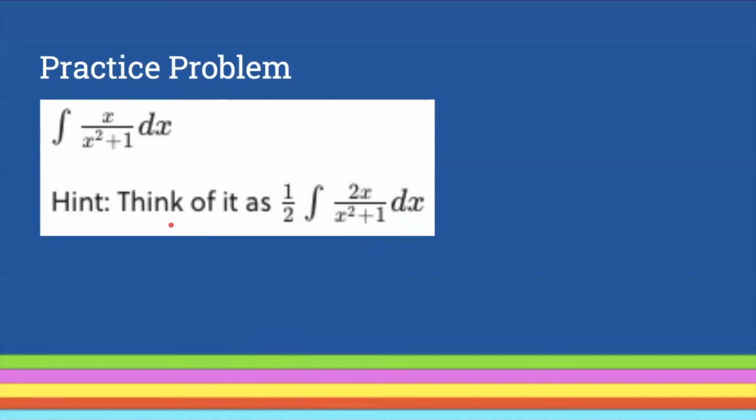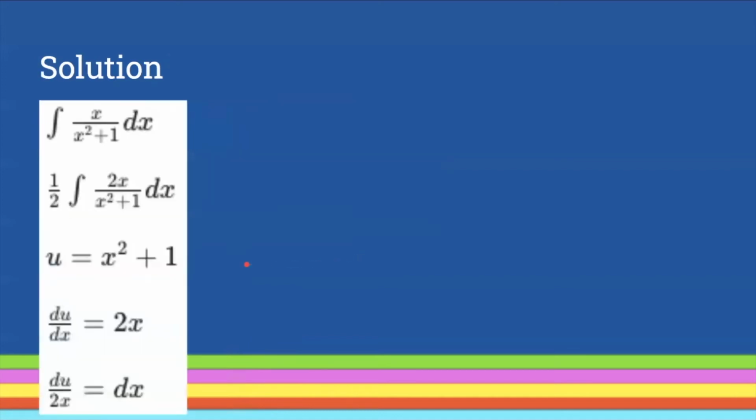All right, here's another practice problem. So the solution: if you think of it as this, then you'll see that you have x squared plus 1 and its derivative 2x. So you set u equal to x squared plus 1. And then differentiating both sides of the equation, the left side becomes du over dx and the right side becomes 2x. So then you isolate dx.